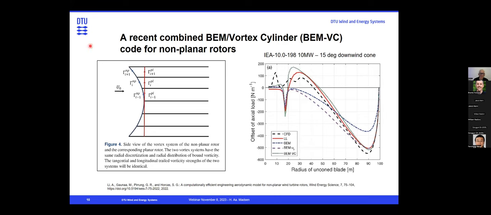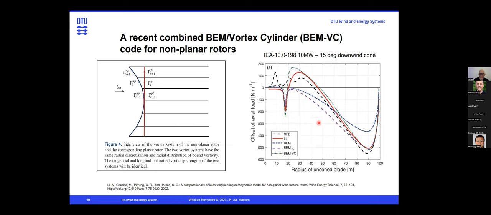Another recent improvement, or you could say in fact a new type of code, is a combination of a BEM code and a vortex cylinder code, carried out by my colleagues here at DTU. They are using a model where they stack the vortex cylinders to model the coned disc shape or the outer plane disc shape. And this new model has been implemented in HAWTs, where they have simulated the IEA 10 megawatt turbine and compared with CFD, lifting line, and then this improved code combining BEM and vortex cylinder.